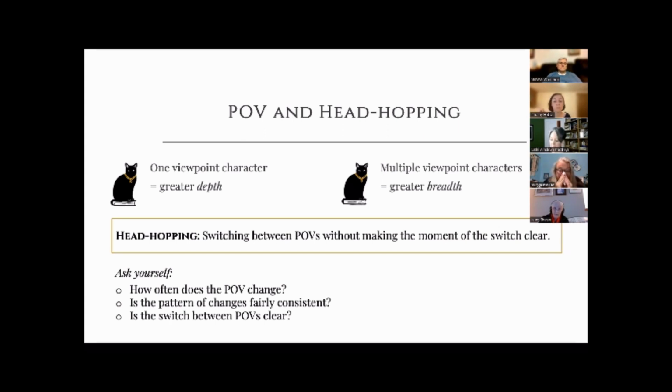Some of the ways you can do that are having a break between point of view characters. So a chapter break, a section break, even an extra space between paragraphs. And by making the pattern of the changes fairly consistent. So not having, for example, 12 chapters from one POV and then one from somebody else's and then one from the first one again and then 6 from the next one. That can also be a little bit disorienting and confusing.